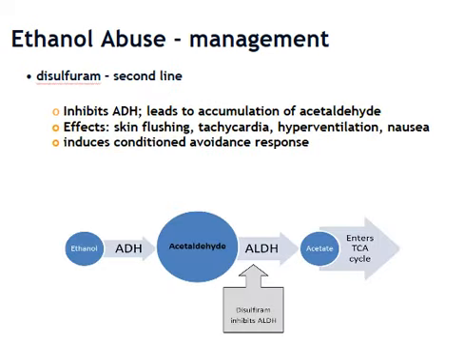In terms of other management strategies, we can use disulfiram, which is a second-line therapy. This drug inhibits aldehyde dehydrogenase, leading to an accumulation of aldehyde products. The effects of this drug include skin flushing. You can see some tachycardia and hyperventilation, but it induces a conditioned avoidance response. So if the patient does drink while they're on disulfiram, they're going to feel horrible. It's going to help re-educate the brain into not craving alcohol, but having a disdain for it. So it's a really useful drug, but it is second-line therapy.